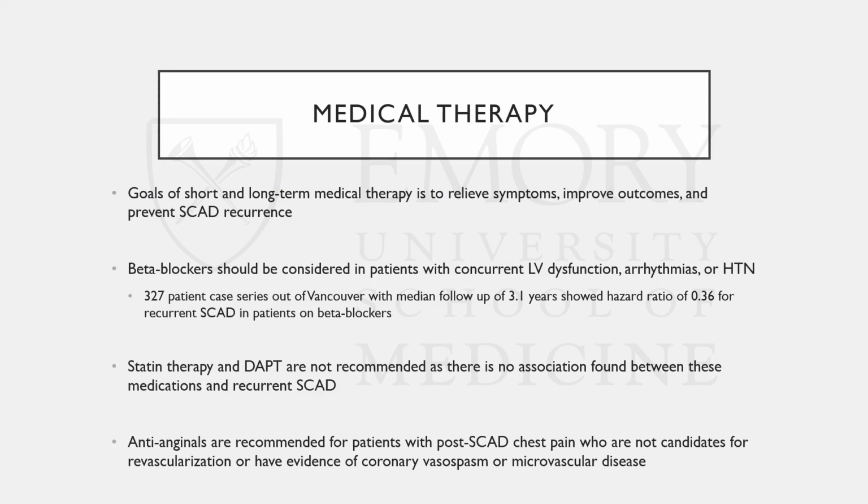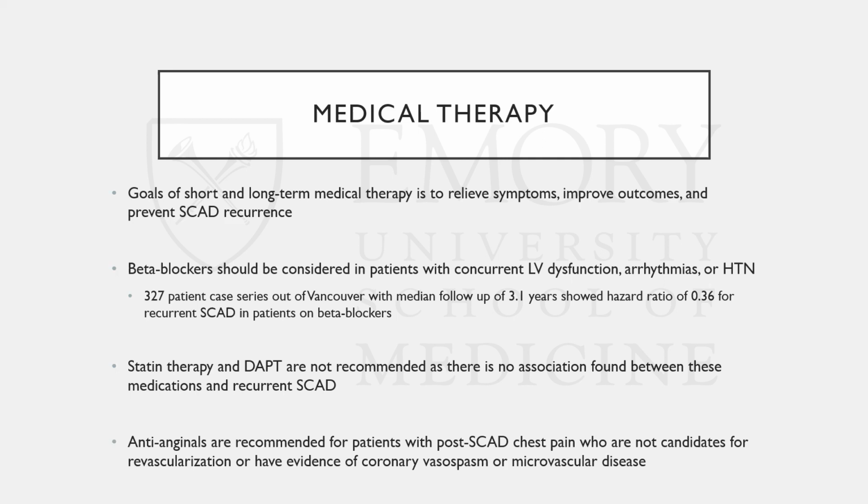In terms of medical therapy, the goal of short and long-term medical therapy is to relieve symptoms, improve outcomes, and prevent SCAD recurrence. Beta blockers should be considered in patients with concurrent LV dysfunction, arrhythmias, or hypertension. There was a recent 327 patient case series out of Vancouver. The median follow-up of 3.1 years showed a hazard ratio of 0.36 for recurrent SCAD in patients on beta blockers. So at least right now, there's some signal that beta blockers can potentially decrease recurrent SCAD and should be considered in SCAD patients. In terms of statin therapy and DAPT, they are not recommended. There's no association found between these medications and recurrent SCAD.